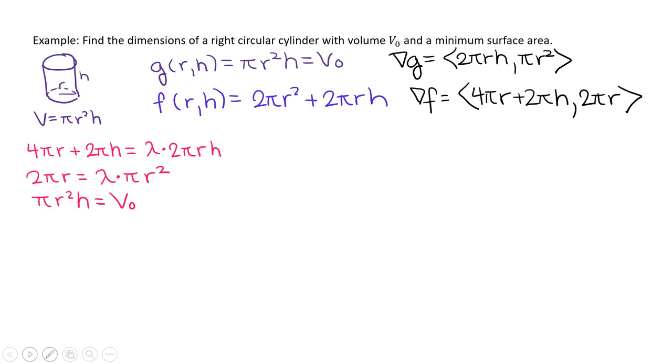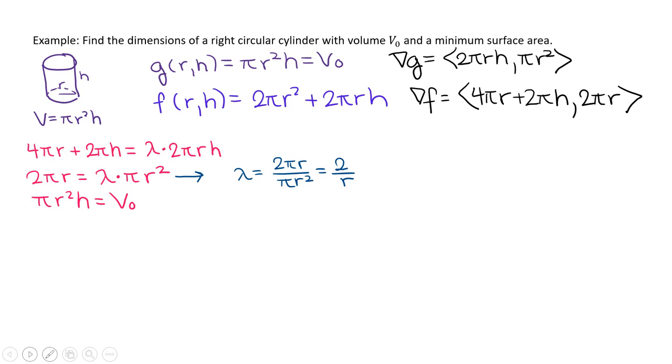So that means the system we're trying to solve is, I guess this is my F sub r equals lambda times G sub r. That's my first equation. And then the second equation I have written down is F sub h equals lambda G sub h. And then my third equation is my constraint, pi r squared h equals V0. So we're going to try to solve this system.